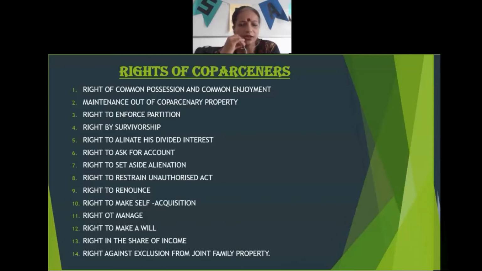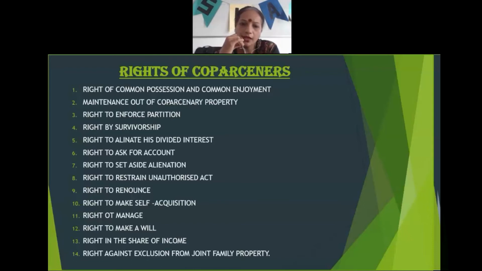Next is the right to set aside the alienation. What does it mean? Because the coparcener's property is not yet divided, it cannot be alienated by any of the coparceners. But even if a coparcener alienates it to somebody, though he cannot alienate, that sale or alienation can be set aside by the other coparceners.